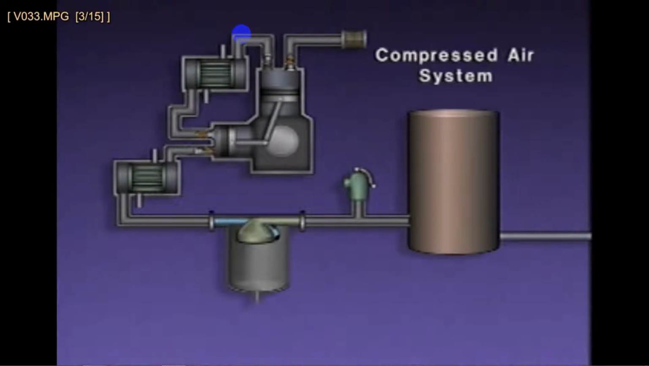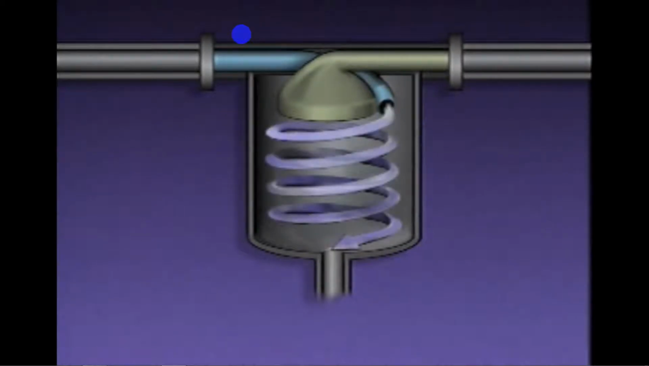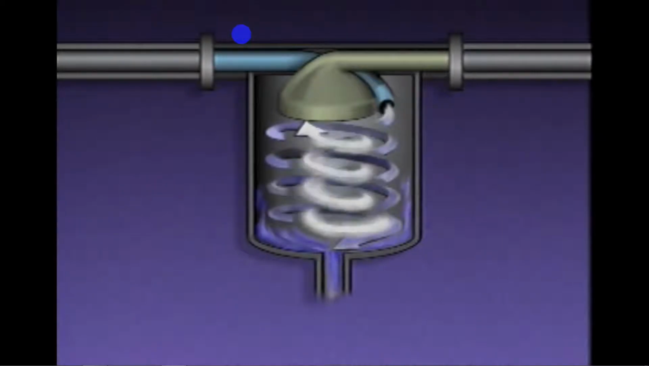Moisture is removed to prevent it from damaging equipment that uses compressed air. Inside the demister, the compressed air is swirled around inside a cylinder. The swirling action causes the heavier moisture to separate from the lighter air and collect in the bottom of the cylinder. The moisture is then drained from the system. The dry compressed air is routed to other components in the system.